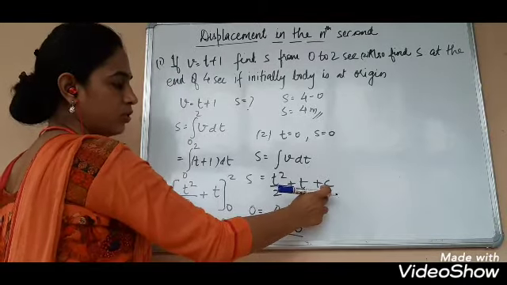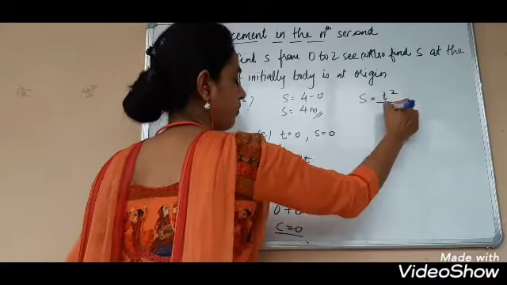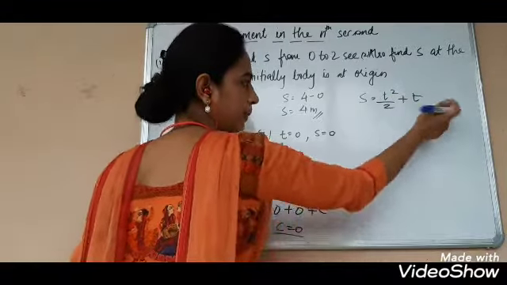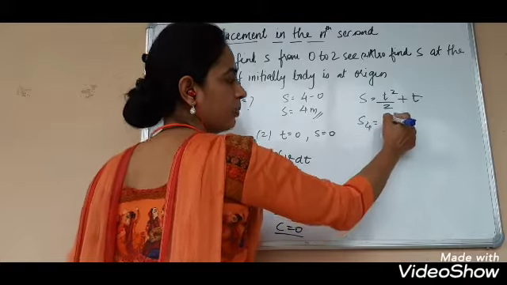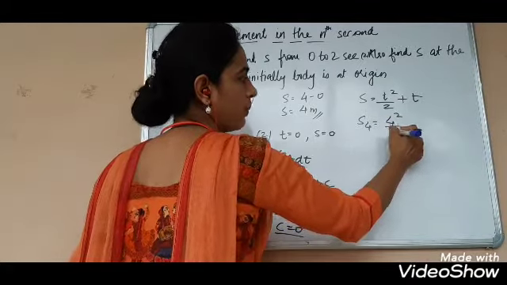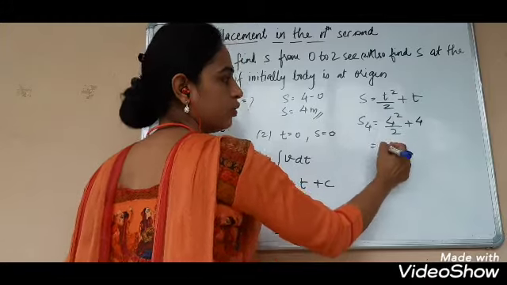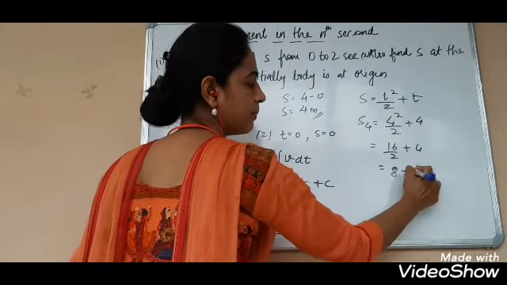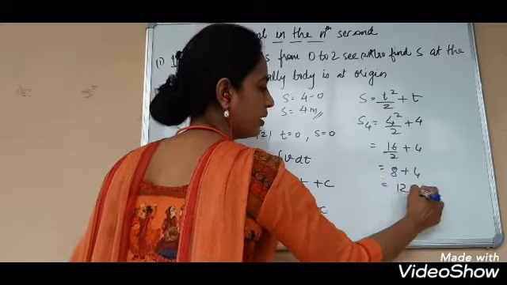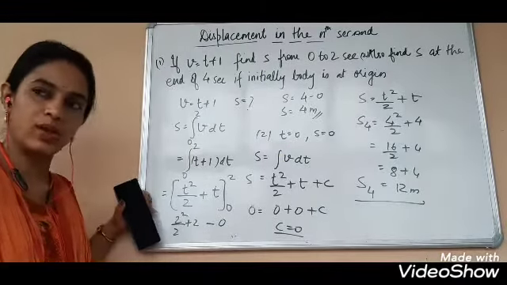Now putting c equals 0 over here, we are left with s equals t square by 2 plus t plus 0. Okay. So at the end of 4 seconds, s4 will be equal to 4 square by 2 plus 4. That will be 16 by 2 plus 4, that is 8 plus 4, that is 12 meter. So the displacement at the end of 4 seconds is 12 meter.